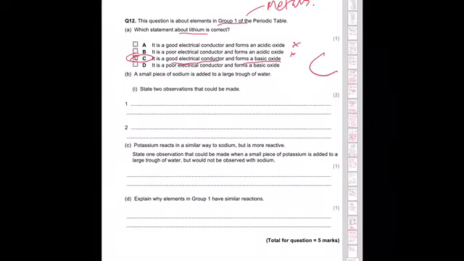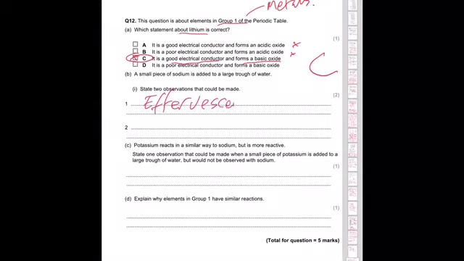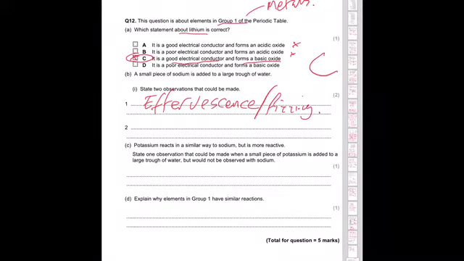State 2 observations that could be made. Well, it's going to produce hydrogen, so you're not going to see hydrogen being produced, but you will see fizzing, bubbling, or the correct word is effervescence. But you can't say you're going to see hydrogen. You don't see hydrogen, you have to test for hydrogen, but you do see fizzing or bubbling. That's what you would observe.